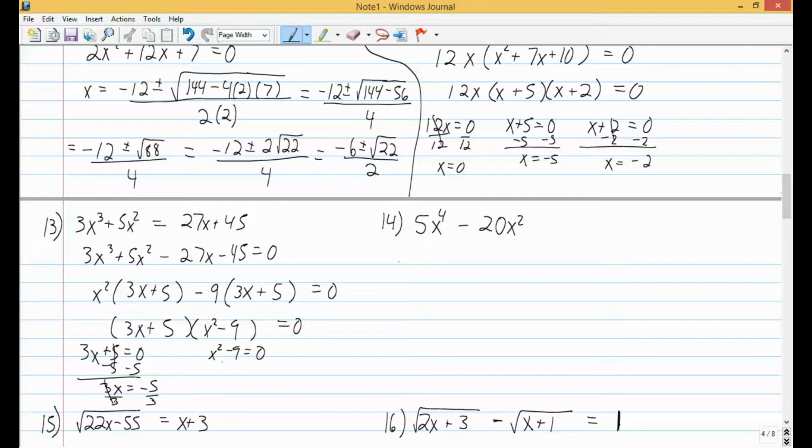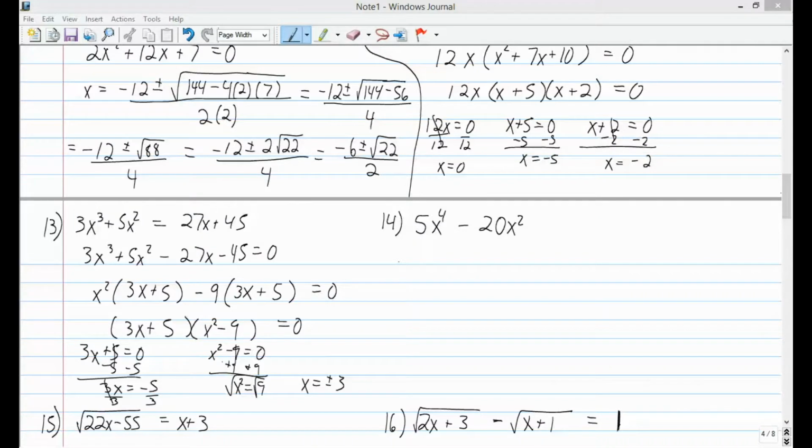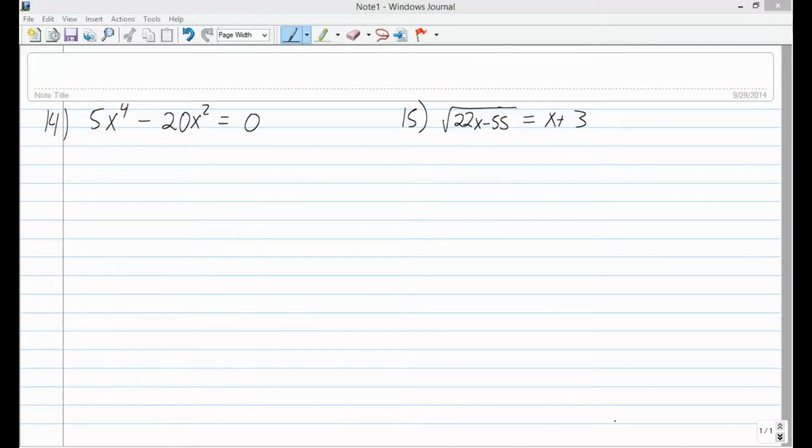So we get x equals negative 5/3. And the next one, I'm going to work by the square root property. I get x equals plus or minus 3. So number 14, if I want to solve by factoring, I need to factor out the greatest common factor here.